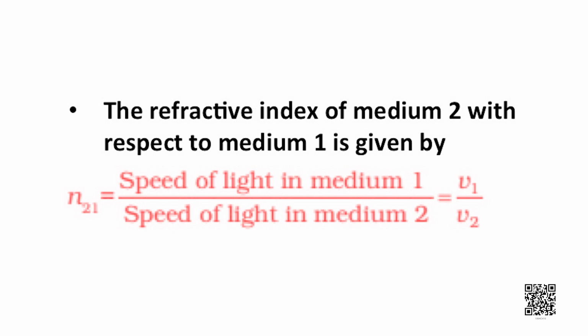This is usually represented by the symbol N21. This can be expressed in the equation form as N21 equal to speed of light in medium 1 upon speed of light in medium 2, equal to V1 upon V2.